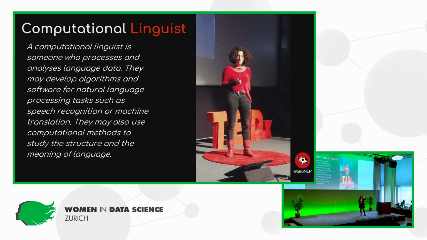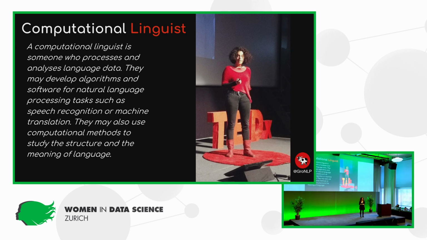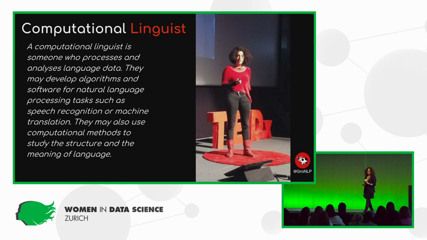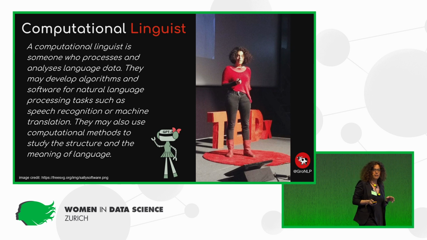I'm going to read this quote. I hope it's quite explanatory. So a computational linguist is someone who processes and analyzes language data. They may develop algorithms and software for natural language processing tasks, such as speech recognition, machine translation. They may also use computational methods to study the structure and the meaning of language. I think it's pretty accurate. It's quite good. I didn't make it. GPT-3 made it. Now, GPT-3 is even coming before what you see behind the workings of ChatGPT. And we considered it already pretty good. And now, of course, we are all quite astonished.